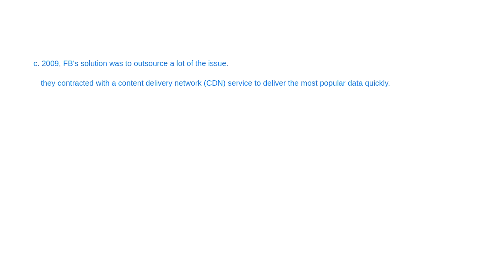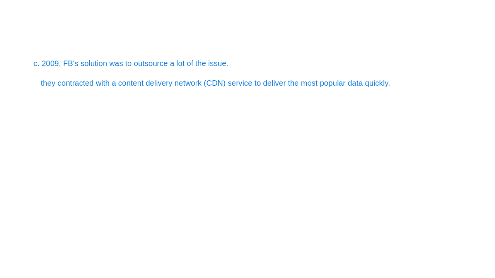Okay, so circa two, Facebook's solution was to outsource a lot of the issue. Okay, basically they contracted with a content delivery network, or CDN, service, to deliver the most popular data quickly. Okay, so think of that kind of hybrid RAM and hard drive system that we were talking about earlier.